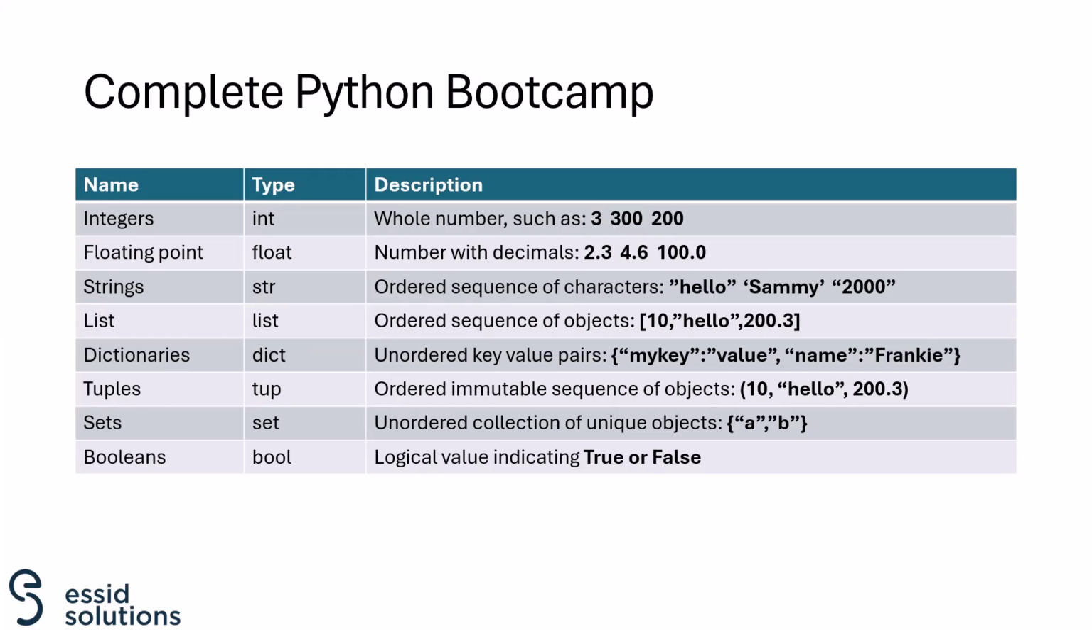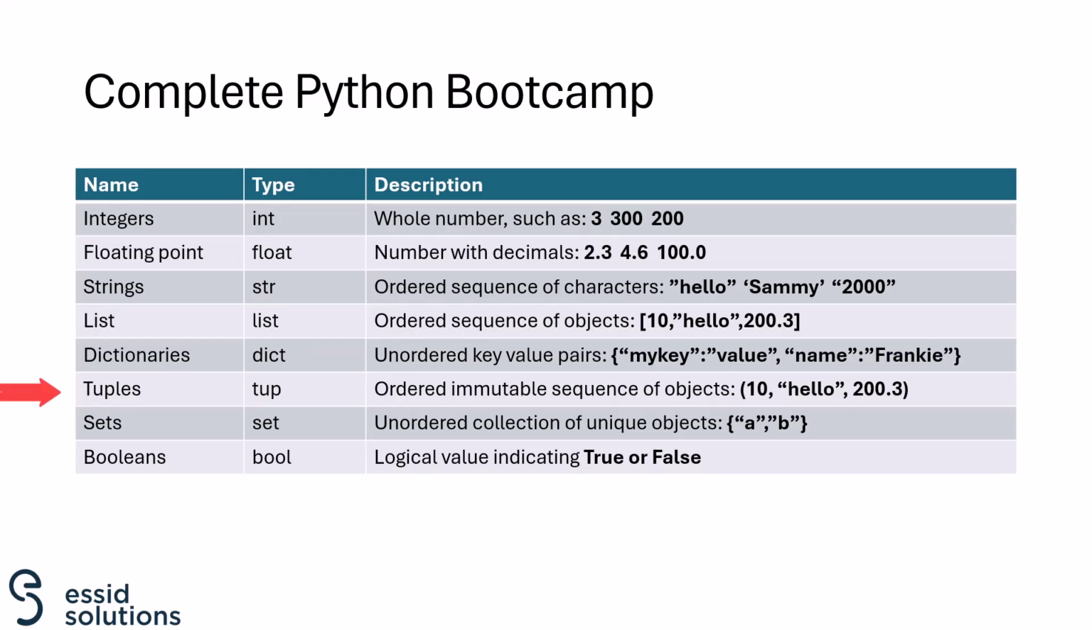Then we have dictionaries, which is another data structure that stores data types in key value pairs. Unlike lists, dictionaries are unordered and they use curly braces. For example, we may have a key like name followed by a colon and then the value is Frankie.